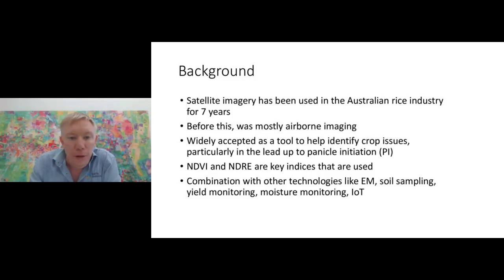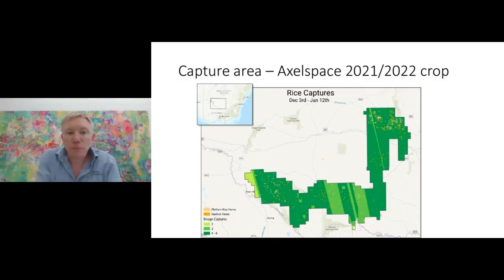And last year, as part of this project, we wanted to capture the whole industry. Axelspace was the obvious choice. This is the capture area that we did last year, and we're currently imaging right now. We've already got a couple of captures this season, but you can see, you might not be able to see very clearly on this map, the dark green areas have been captured 10 times during the season. Axelspace were able to capture that million hectare area 10 times during the rice season, and we're able to deliver data to over 90% of the industry. So it's a fantastic satellite for this particular purpose.